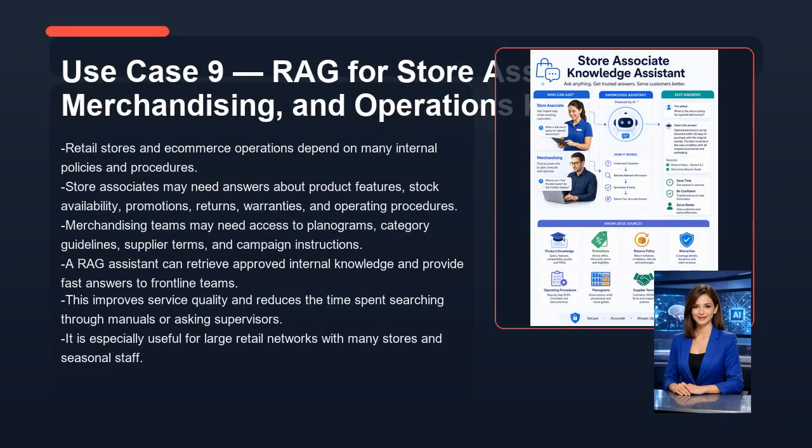Now let's look at use case 9, RAG for store associates, merchandising, and operations knowledge. Retail stores and e-commerce operations depend on many internal policies and procedures. Store associates may need answers about product features, stock availability, promotions, returns, warranties, and operating procedures. Merchandising teams may need access to planograms, category guidelines, supplier terms, and campaign instructions. A RAG assistant can retrieve approved internal knowledge and provide fast answers to frontline teams. This improves service quality and reduces the time spent searching through manuals or asking supervisors. It is especially useful for large retail networks with many stores and seasonal staff.